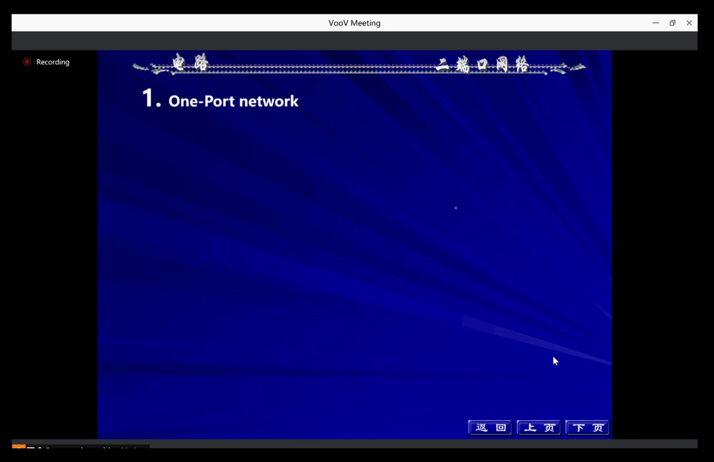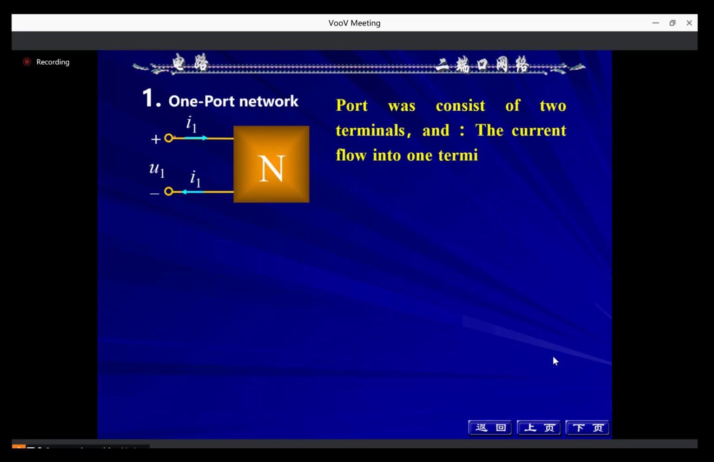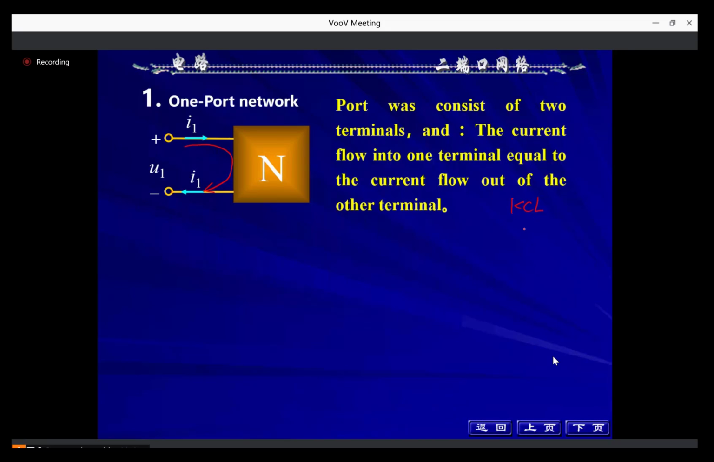At first, we'll introduce the one-port network. What's a one-port network? The port consists of two terminals, terminal 1, terminal 2, and the current flowing into one terminal will equal the current flowing out of the other terminal. The I1 flowing in must flow out, because they must conform to the KCL. This kind of current flowing in must flow out, or the KCL will be broken. So for the one-port network, these two currents are automatically equal.